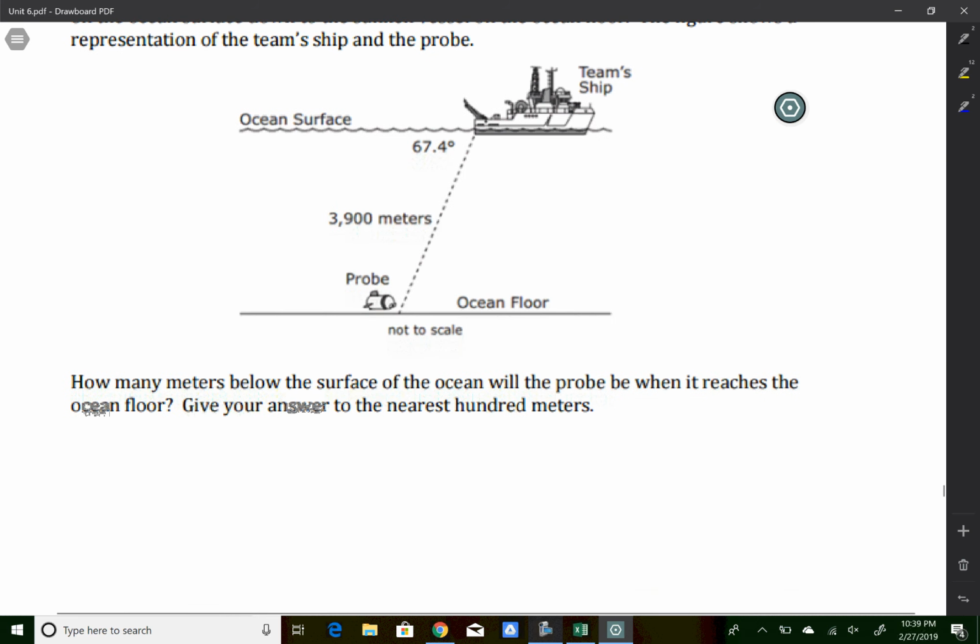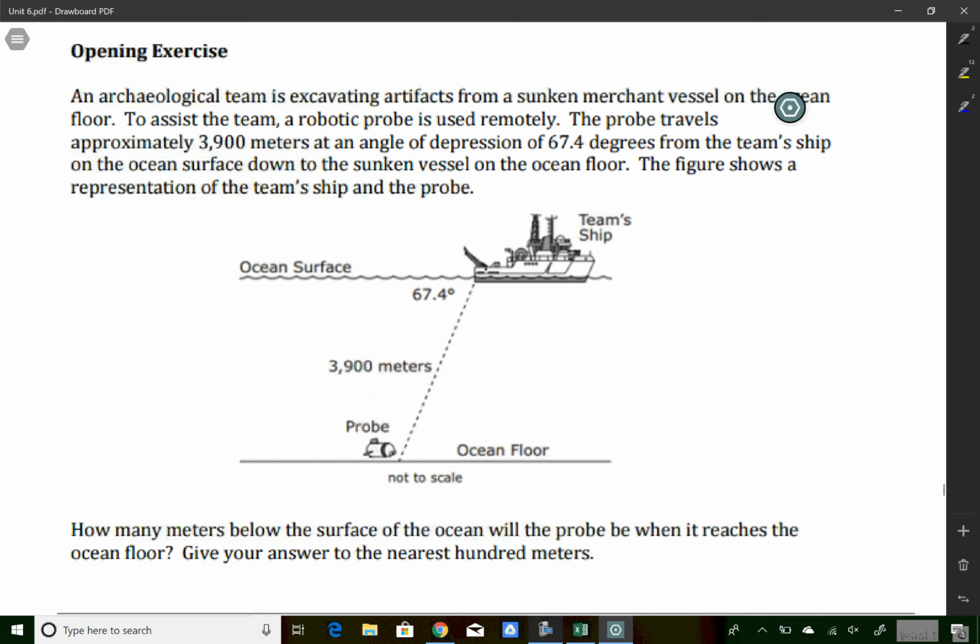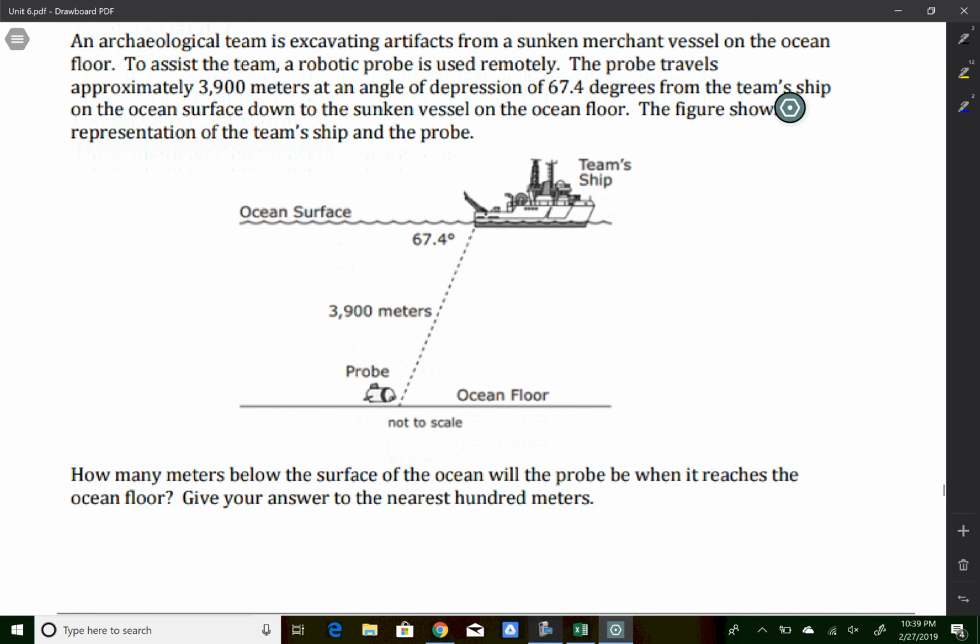So these we can use whatever trigonometry we know to solve. We have this boat sitting on the ocean surface. There's an angle of depression of 67.4 degrees to the ocean floor. It says the probe travels approximately 3,900 meters at an angle of depression of 67.4. So that dotted, angled line is 3,900 meters. It wants us to figure out how many meters below the surface the probe is going to reach. So I want to know the vertical distance between the probe and the ocean surface.